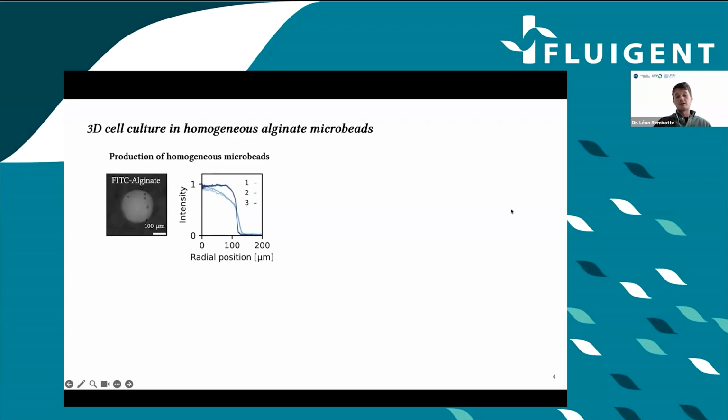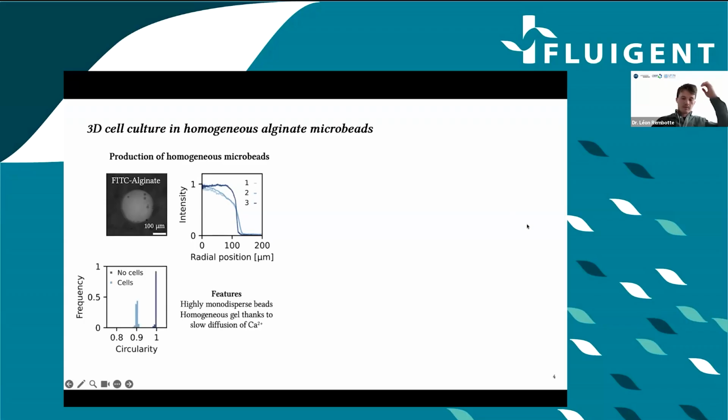In addition to being homogeneous in reticulation, the microbeads are also monodisperse. So if we look at the circularity of the microbeads, it's near perfect when we do not have cells. It slightly drops, but almost not noticeably, when we add cells inside, because the flow is necessarily a bit disturbed when we add cells, but we still have almost perfectly spherical microbeads, as you will see in a minute. And this is all because we have this slow mechanism of gelation that relies on the diffusion and the transport of calcium through the oil shell.